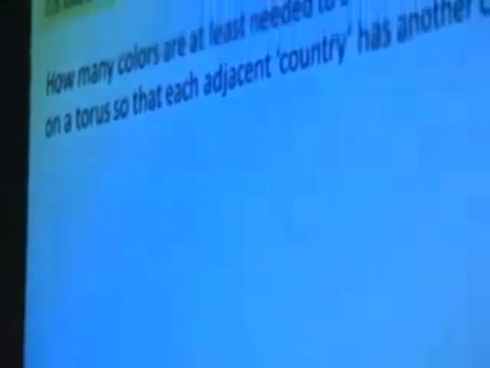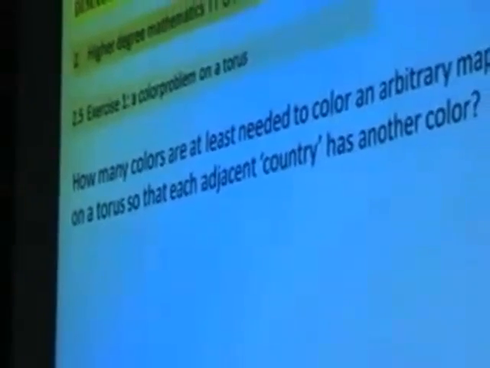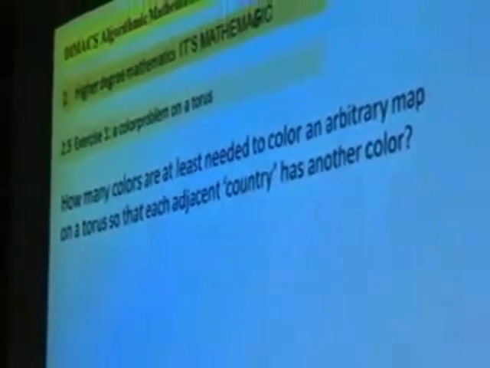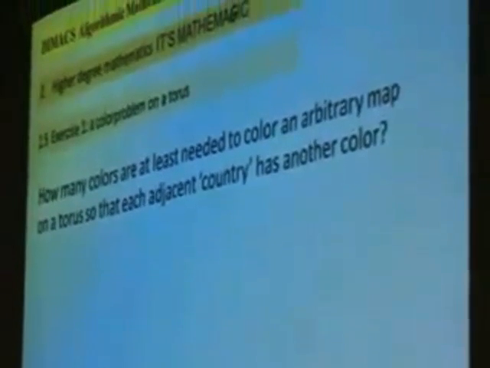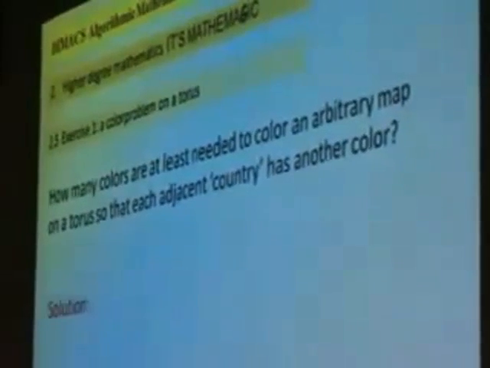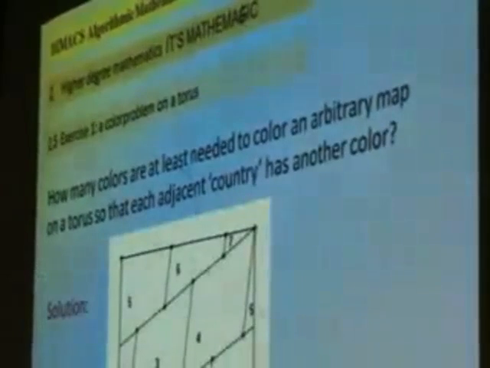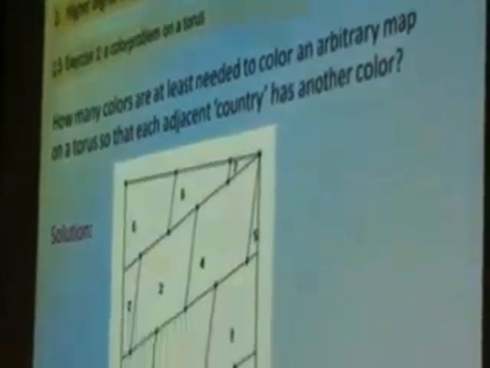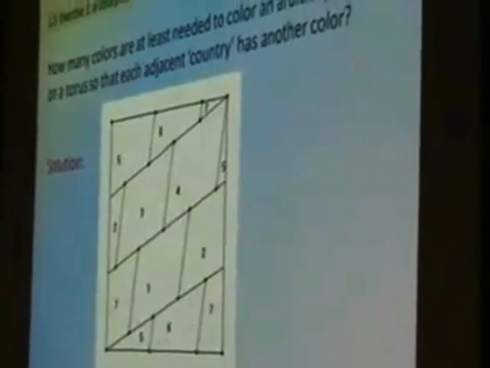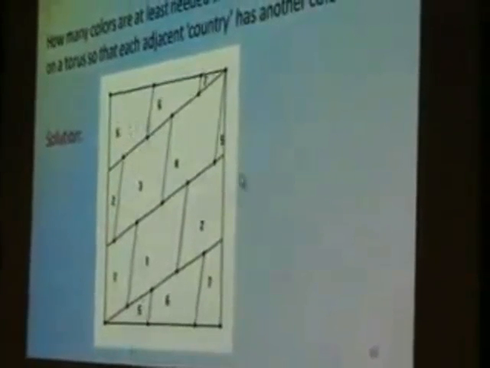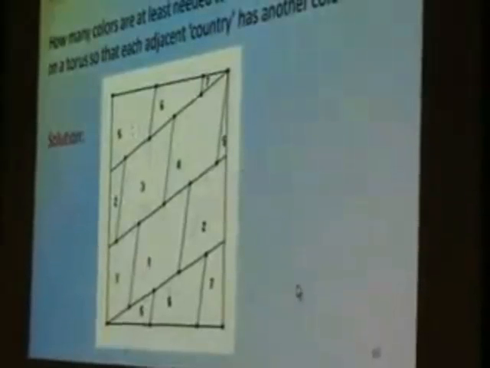So, first exercise for my students: how many colors are at least needed to color a map on a torus, so that each adjacent country has another color? The solution is this. This is an unfolded torus. If you close this, you have the same colors 7, 7, 6, 6, 5, 5. So you have a cylinder, and if you close the cylinder, you have the same colors 5, 5, 2, 2, 7, 7. So you have a nice closed torus.